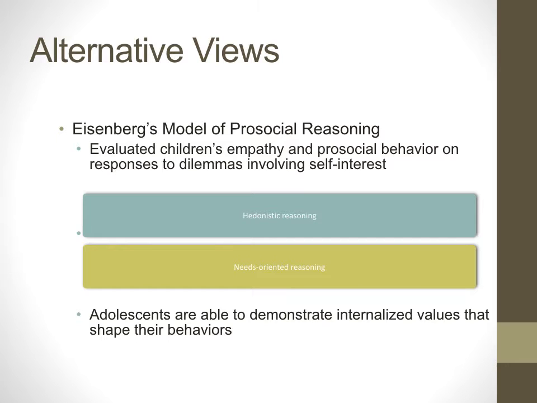What preschoolers typically encounter is something called hedonistic reasoning. This is where preschoolers use reasoning where they're concerned with self-oriented consequences rather than moral rules. So they might say something like, I would help because he'd help me the next time, or I wouldn't help because I'd miss the party.